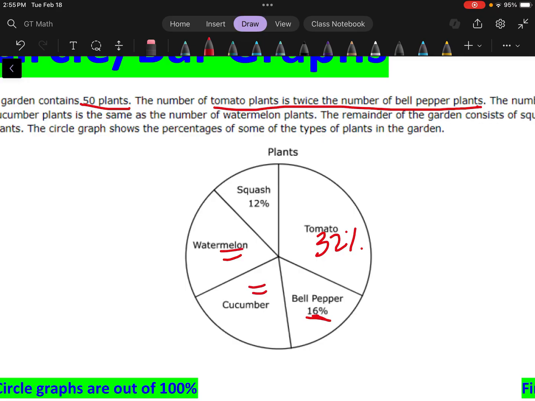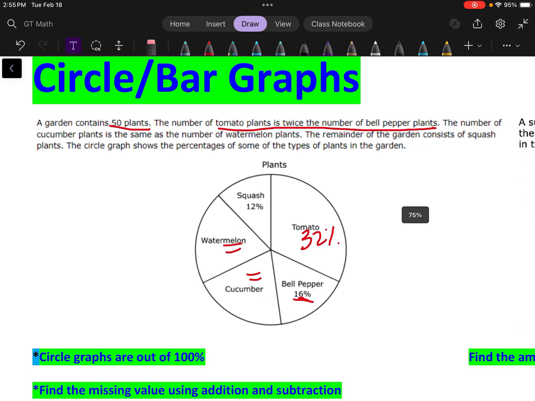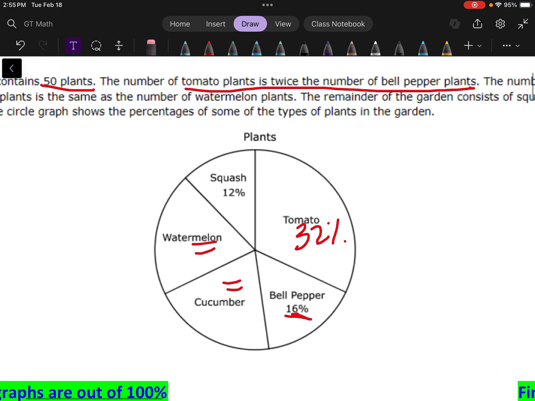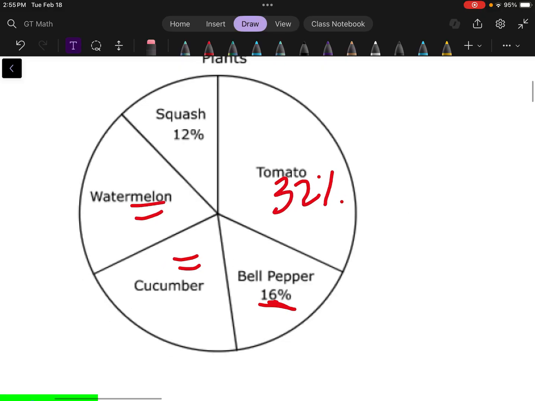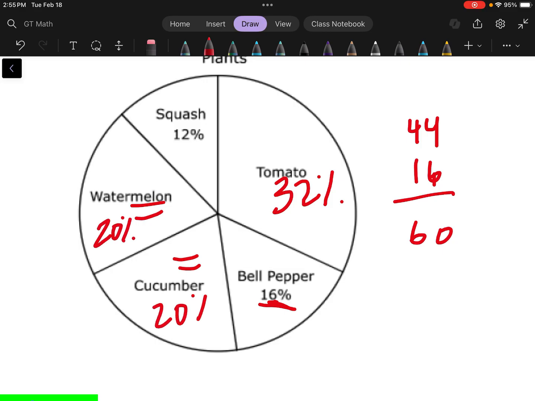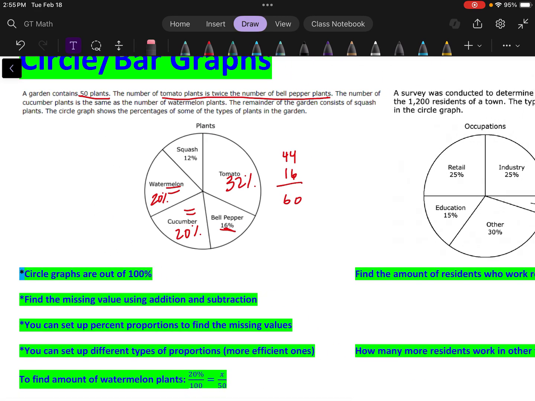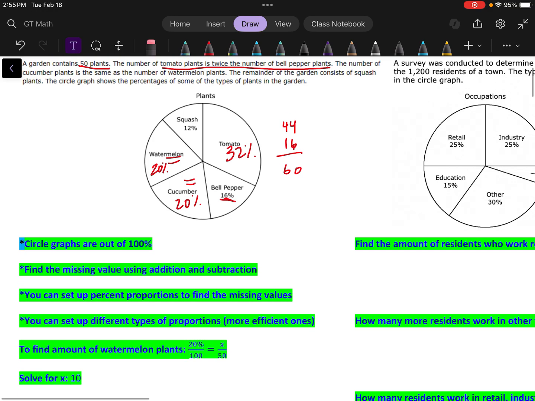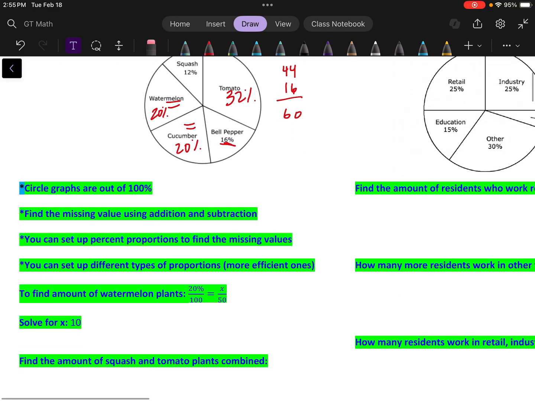Well, guess what? We can figure out how to find the rest of this really easy. So I got 12 plus 32 to get 44. And then 44 plus 16 is going to give me 60. Which means I have 40 left. And we know cucumber and watermelon are the same. So we got 20%. And if you look at it, it all kind of looks about what they should. So, doing legwork, being able to kind of figure out some things, you're going to have to be able to do that on some of it, okay?